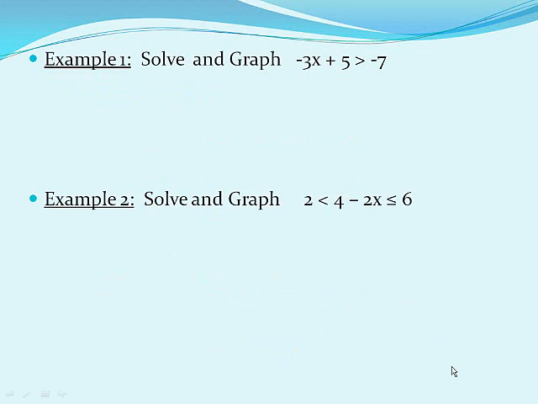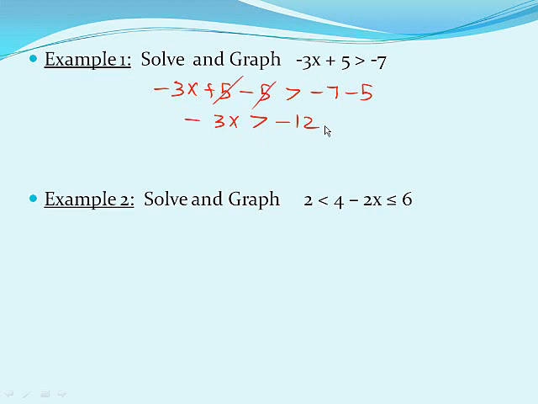Solve and graph. -3x + 5 > -7. So first what we do is we subtract 5 from both sides. -3x + 5 - 5 is greater than -7 - 5. So then this 5 will be cancelling. We get the inequality -3x > -12.